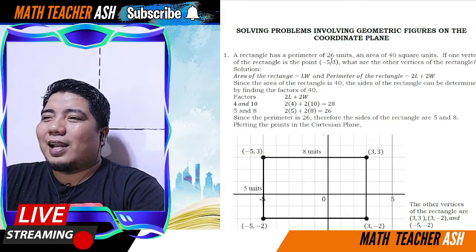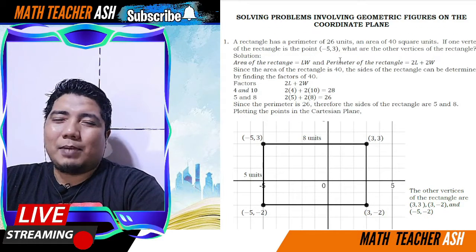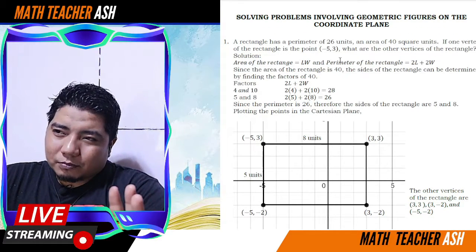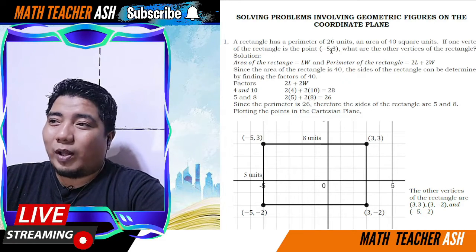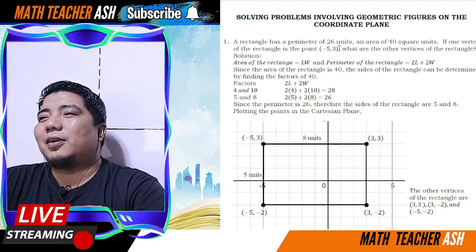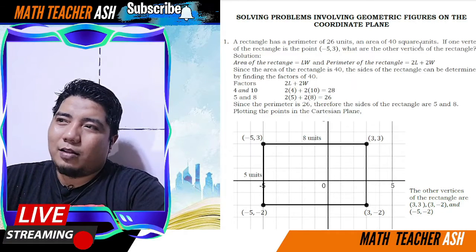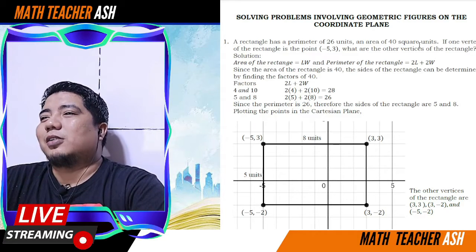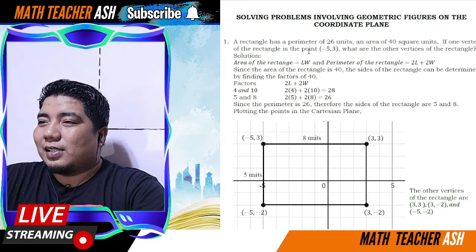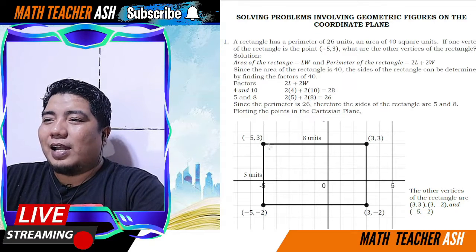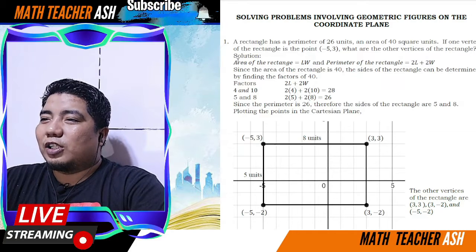Okay. So, a rectangle has a perimeter of 26 units. So, what does this mean? Ibig sabihin, length plus width equals 26 units. That is the perimeter. Okay. And an area of 40 square units. So, meaning length times width is equal to 40 square units. Alright. Now, if one vertex of the rectangle is the point negative 5, 3. Ayan. So, ito yun, negative 5, 3. What are the other vertices of the rectangle?